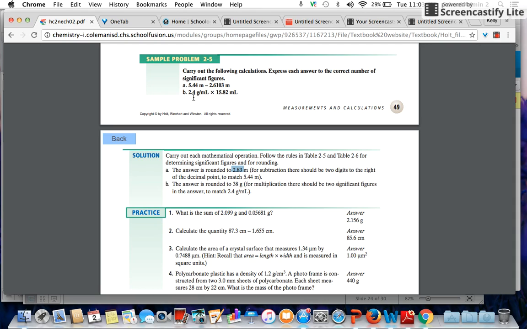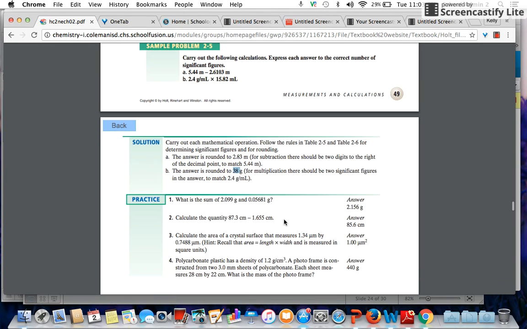Then for part B, you have multiplying, dividing. So this is multiplying. We look at the sig figs. There's 2 here, there's 4 here. So our answer should only have 2 sig figs. You'll get a number that's larger than 38, but you'll have to round it to 38 because you only want 2 sig figs. You don't want to be more accurate than the least accurate number that you started with to measure.